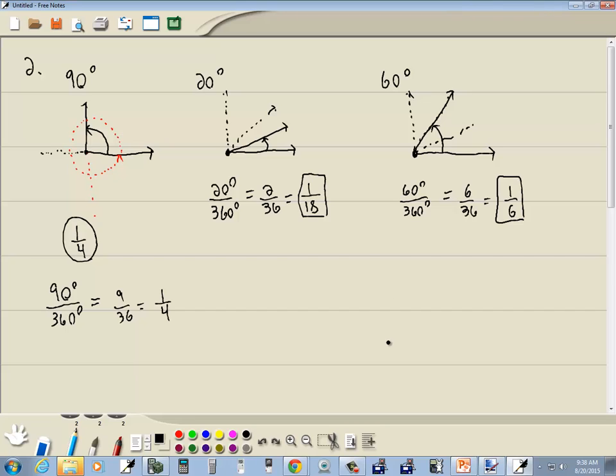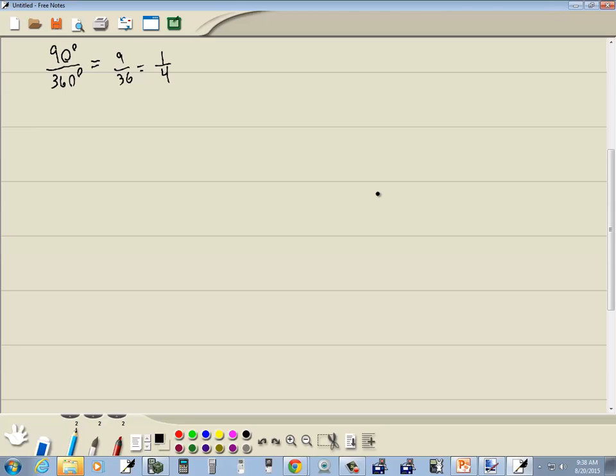Now, once we've got our angle, we've got some more definitions here. We have something called an acute angle. This is where the angle is between 0 degrees and 90 degrees. It can't be equal to 0 degrees or 90 degrees. Those actually have different meanings.